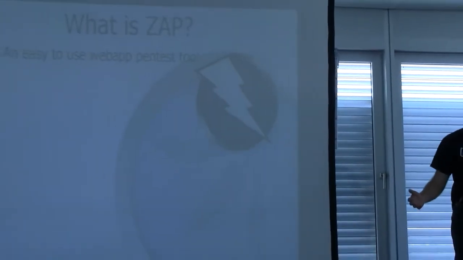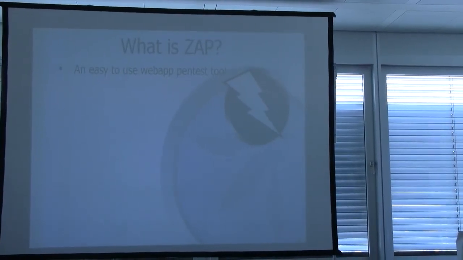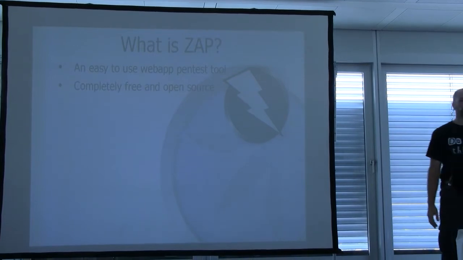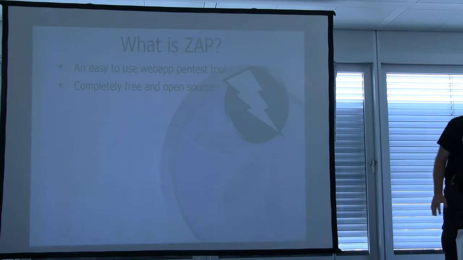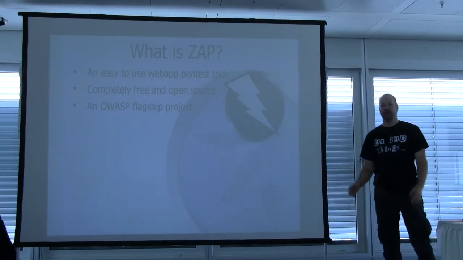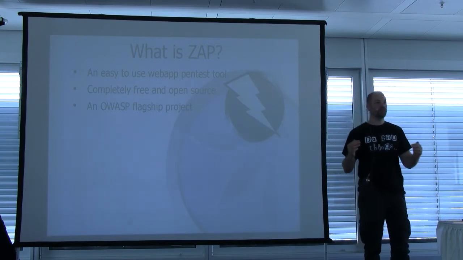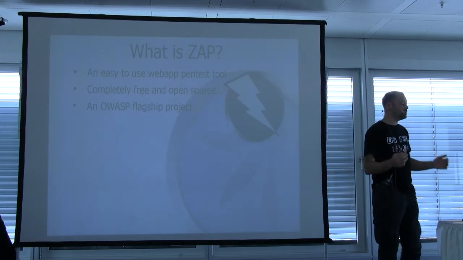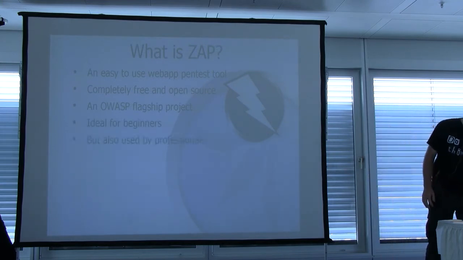So, quick run through. What is ZAP? It's a tool for doing penetration tests on web applications, and it's easy to use. It is completely free and open source, like all OWASP projects, so there's no pro version, there's not going to be a pro version. It is an OWASP flagship project, so OWASP had a limited number of projects which have been seen to be the highest quality and the ones we think people should really use. It is ideal for beginners, as I mentioned, but it's also being used a lot by professionals.